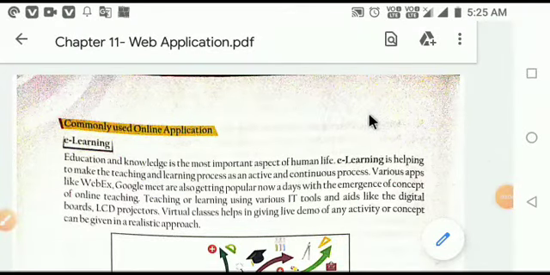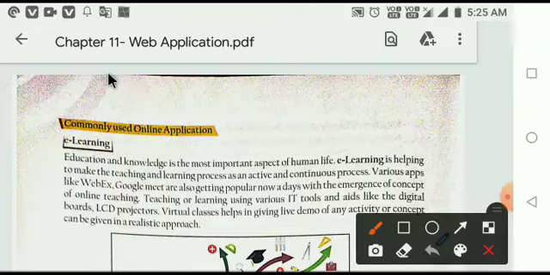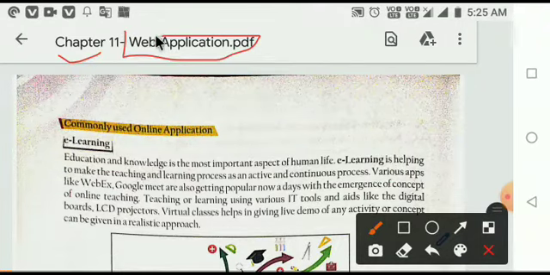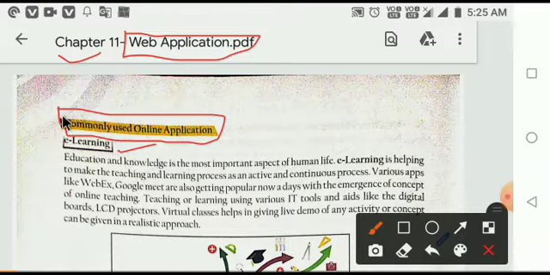Hope you everyone are fine. Today we are going to discuss chapter 11, web applications. Today our topic is e-learning, and this comes in the commonly used online applications. Students, as you know, we have discussed all the things in these chapters previously, but today we are just going to understand e-learning. So let us continue with this.